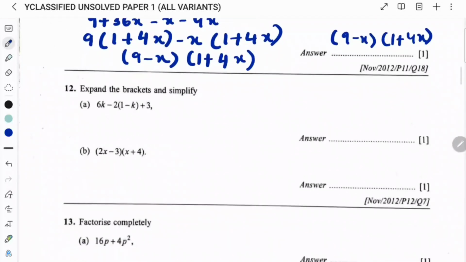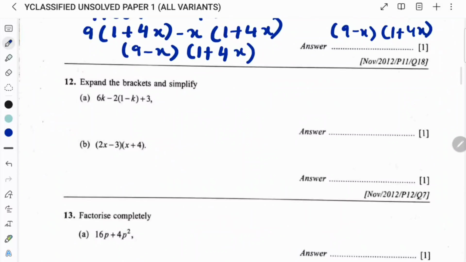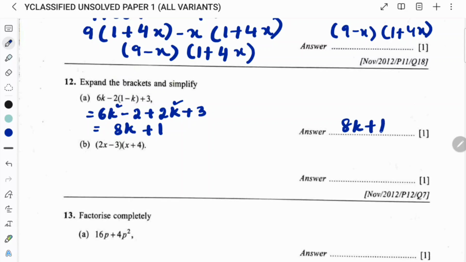Okay, the next part, expand the brackets and simplify. So here it is 6k minus 2, and then plus, because minus into minus is plus 2k plus 3, and now we'll have to simplify more. 6k plus 2k, these two will become 8k, and minus 2 plus 3 is plus 1, because 3 is the greater digit, so 8k plus 1.